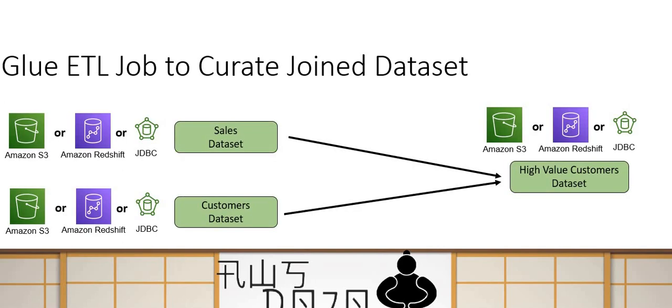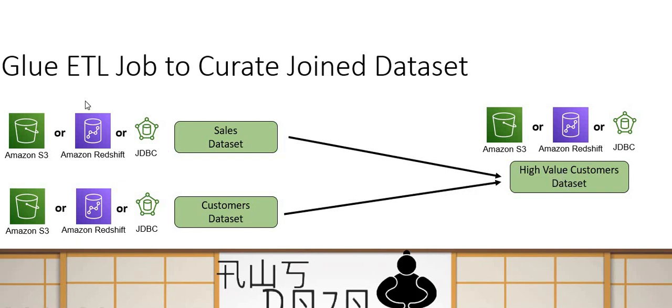So how can we create such a joined data set? Well, you can use a Glue ETL job to curate a joined data set, and the way it works is that you can create an ETL job which can join two data sets stored in two different data sources or data locations altogether, and then generate a third data set.